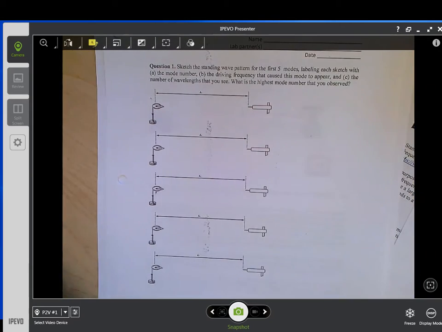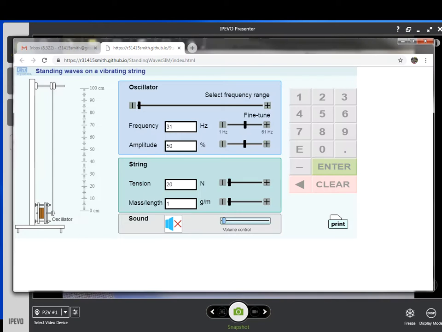So let's go ahead and perform our experiment here using the simulation. So here, I'm just going to turn the sound on for a moment. And as I increase the frequency here, well, it seems that I don't have sound. Oh no, we have sound. It just wasn't very loud.